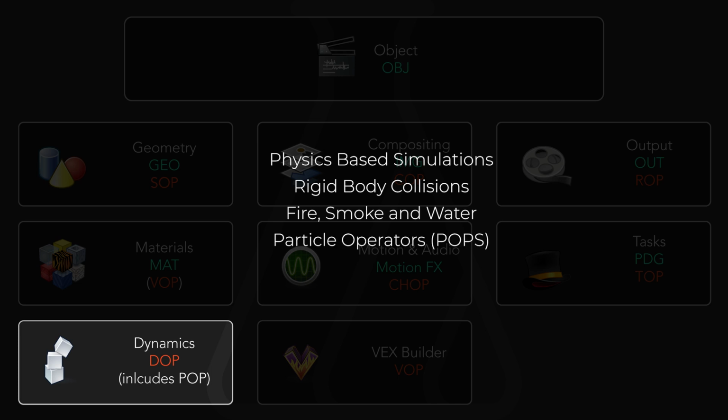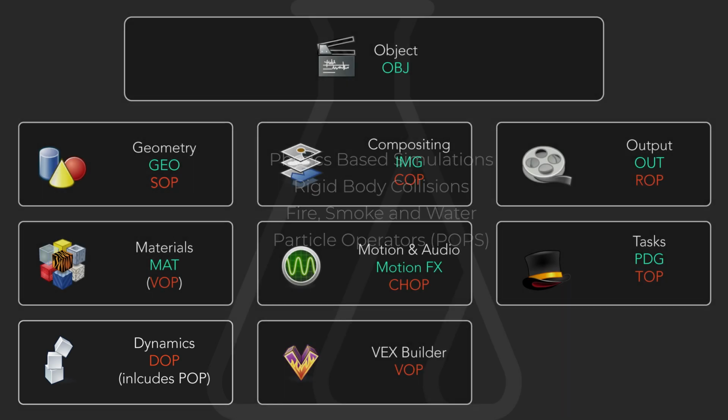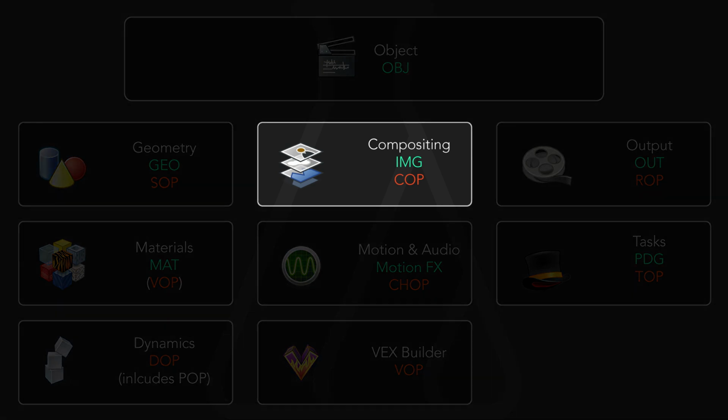In earlier versions of Houdini, particle operators, or POPs as they are otherwise known, used to live in their own dedicated POP context. But now these particle nodes all live within this dynamics context. Houdini has its own toolset for manipulating and compositing images and image sequences, and these all live within the compositing context, which is known as COPs. COPs stands for compositing operators.